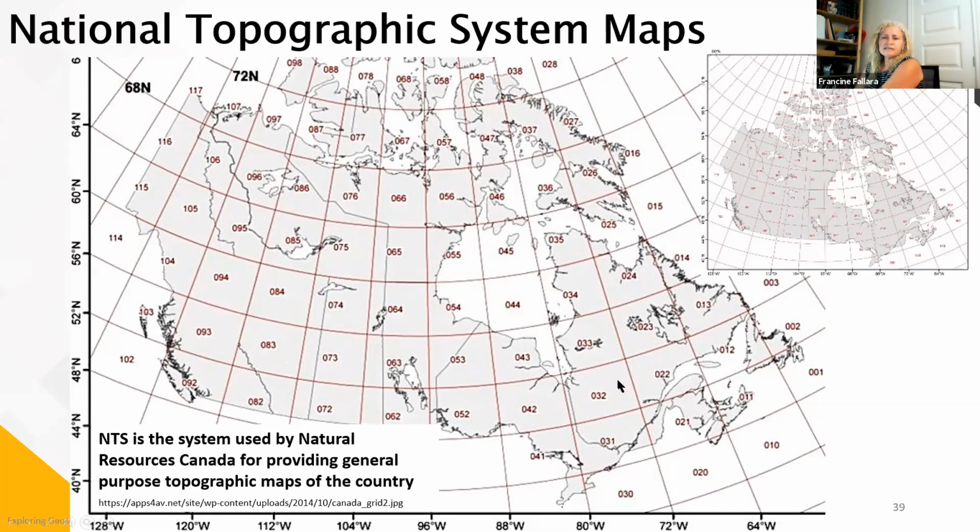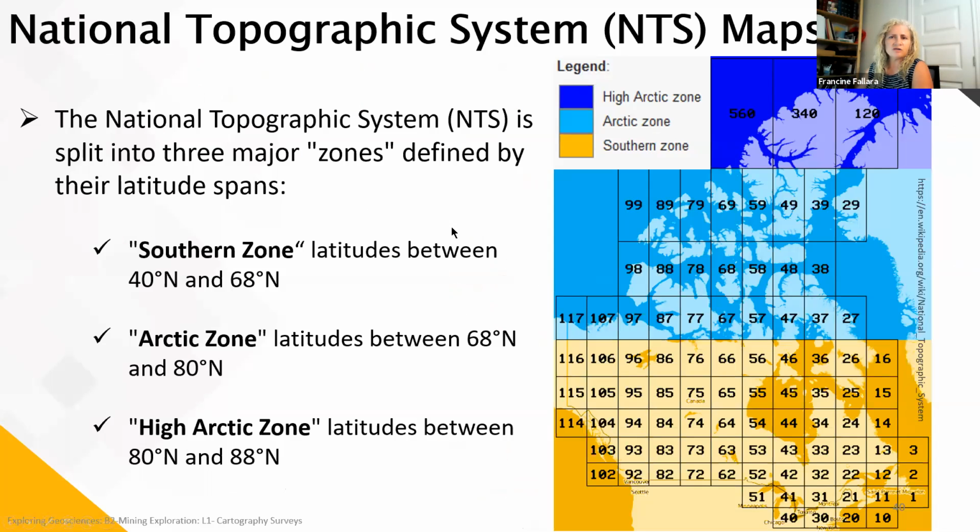So using the NTS system, we know that the first big scale unit map is R032. This I'm going to explain a bit later on. Just for now, the country has also been divided from north to south within major zones defined as latitude spans. From the southern area, the latitudes between 40 north and 68 north is the southern area here in yellow, which is followed by the light blue Arctic zones between 68 north and 80 north, and the high Arctic zones, with latitudes between 80 and 88 north.